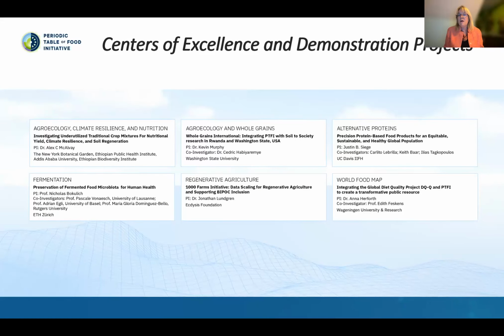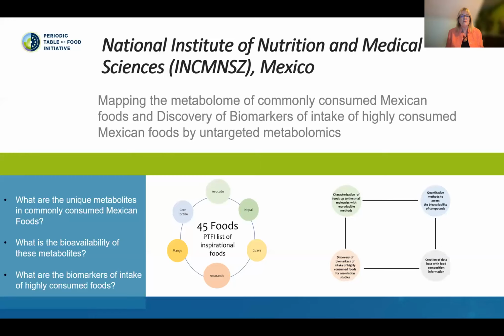So how are we going to populate the database? We have a global network that Selena showed that consists of centers of excellence, demonstration projects, and national labs. And here's just a small selection of some of our demonstration projects that are run by our centers of excellence, as well as our partners such as Jonathan at the Ag2Nut Foundation. I'm going to just dive deeply into two of these as examples.